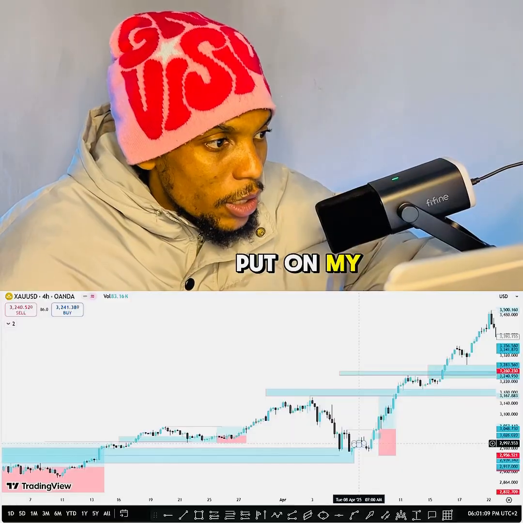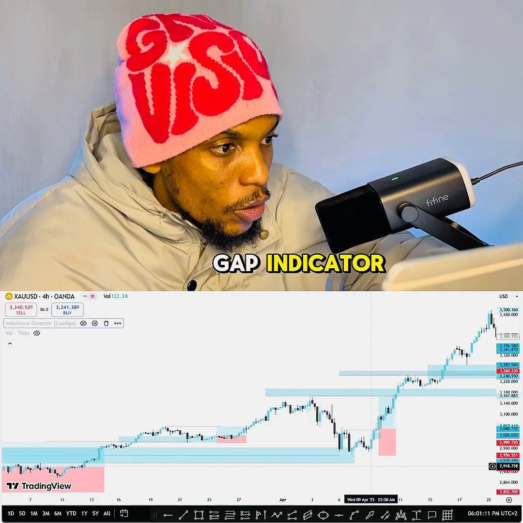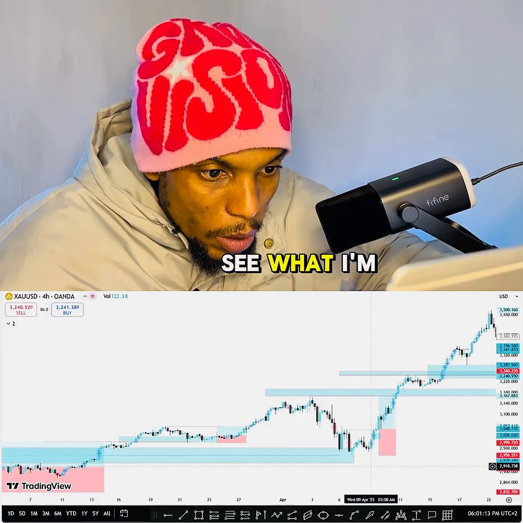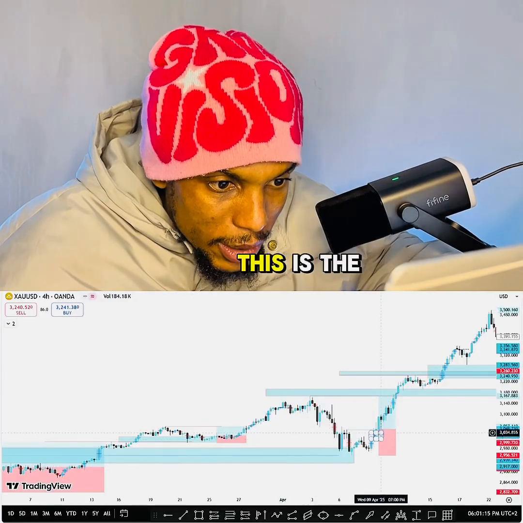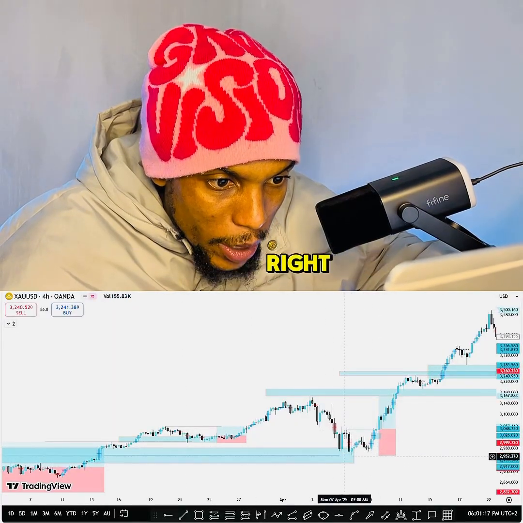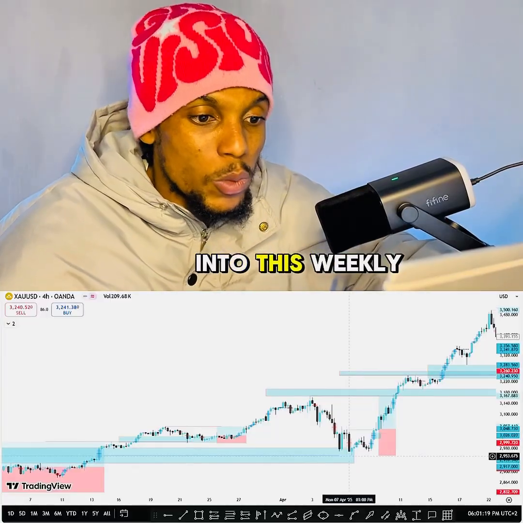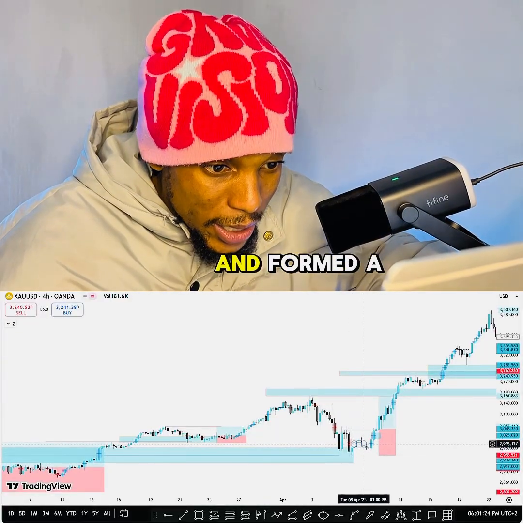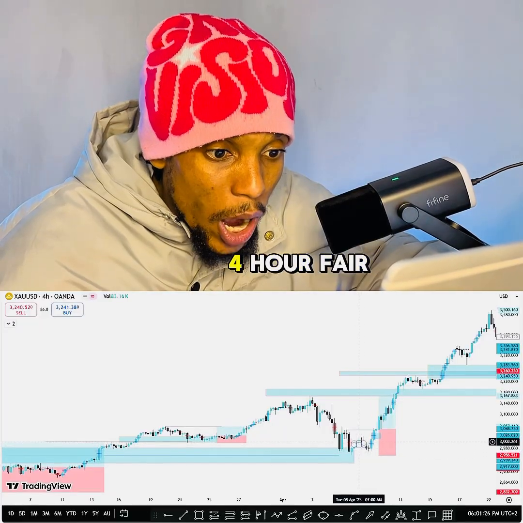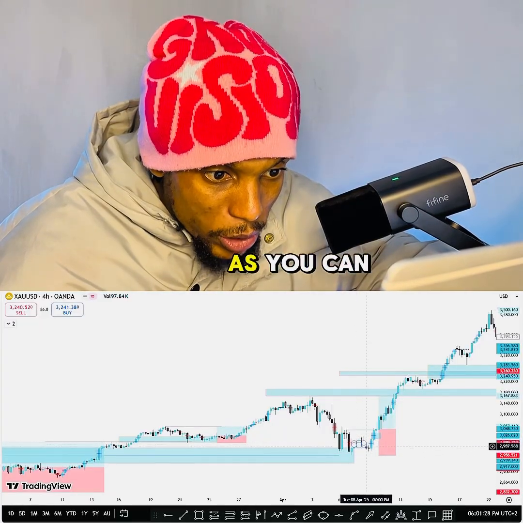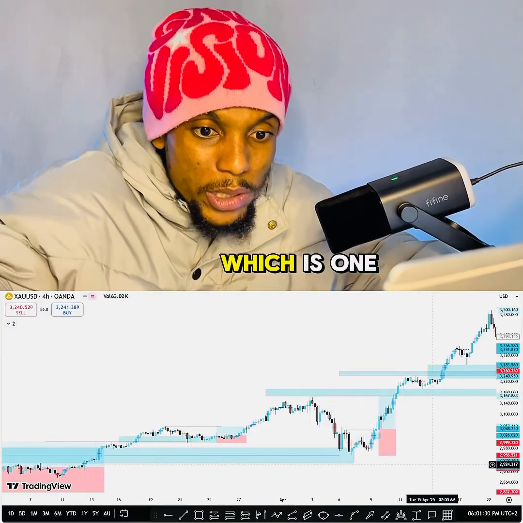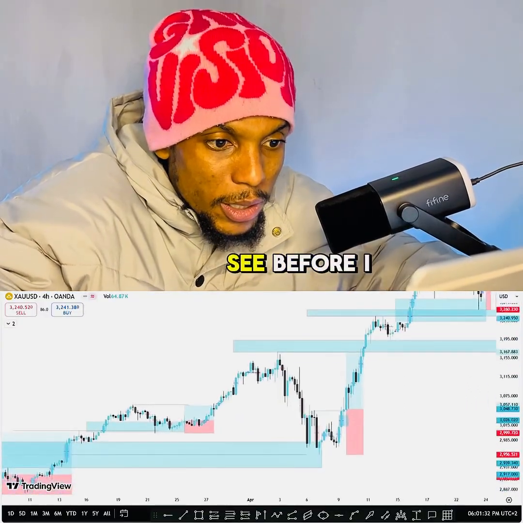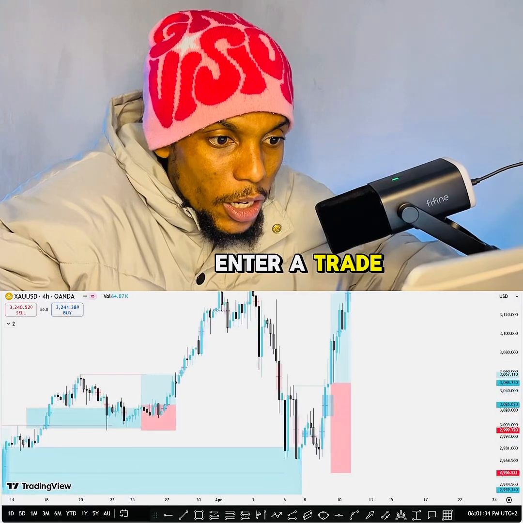Let me just put on my fair value gap indicator or imbalance indicator for you to see what I'm talking about, right? This is the weekly time frame fair value gap, right? After price mitigated into this weekly time frame fair value gap, price left off and formed a 4 hour fair value gap here. As you can see, this is a 4 hour fair value gap, which is one of the confluences I expect to see before I enter a trade, right?